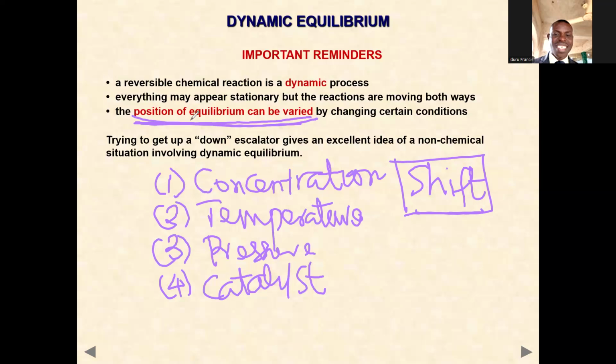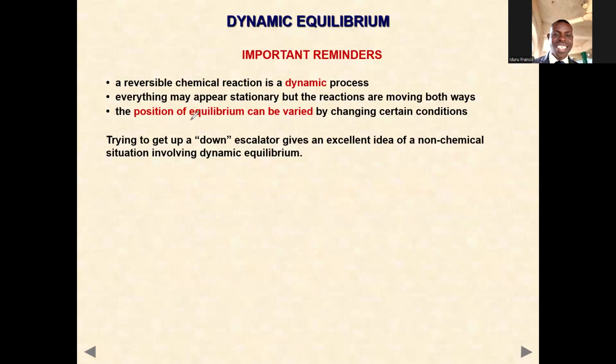Now, what are the properties of a reaction system at equilibrium? There are four major properties, but I will only mention two. Properties of a reaction in equilibrium.